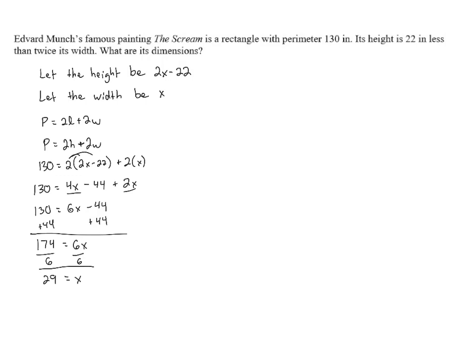Let's figure out the width and the height now. The width was x, which we figured out was 29, and this is in inches. Then the height is 2x minus 22, so that's 2 times 29, which is 58, minus 22, is going to be 36. So the height is 36 inches and the width is 29 inches. That's what they asked for. They asked for the dimensions, so we can write that out.